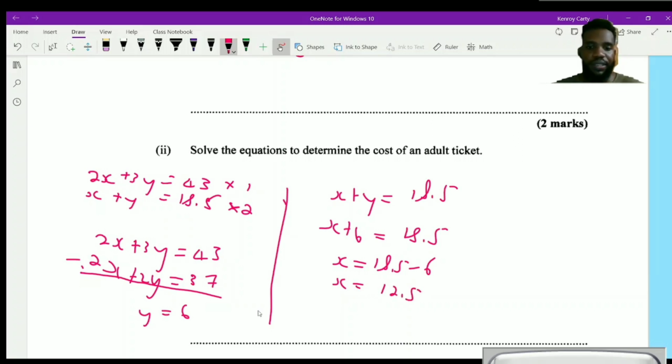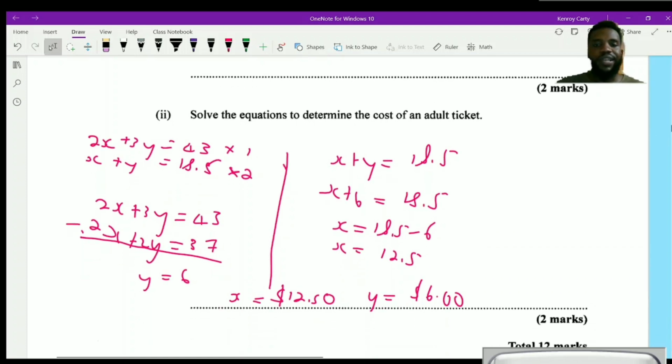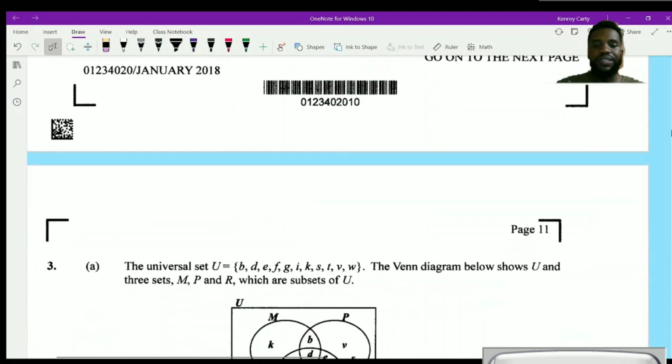Now remember, this is money. So X will be equal to $12.50 for one adult ticket, and Y would be equal to $6, and that's for a child ticket. So one adult ticket costs $12.50, and a child ticket costs $6 flat. Elimination is never too bad to use when you have two linear equations. Pretty interesting technique there.